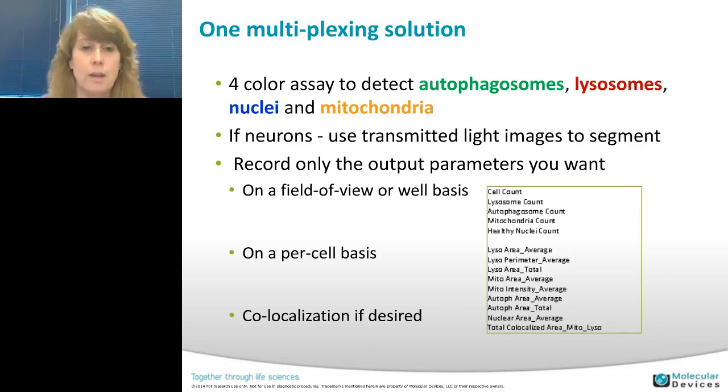You can record out the information on a field of view basis, or on a per well basis, or alternatively on a cell-by-cell basis. And this shows a few examples of things that we were looking at. For example, the total area of the lysosomes, or the average area of the nuclei that were there, so that we could check for toxicity. Also, I won't go in depth, but you can also look at co-localization. In this case, I will show you a little bit where we showed co-localization of mitochondria with lysosomes, or autophagosomes with lysosomes.